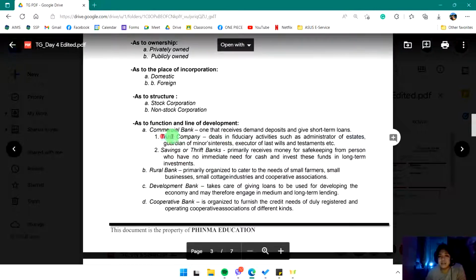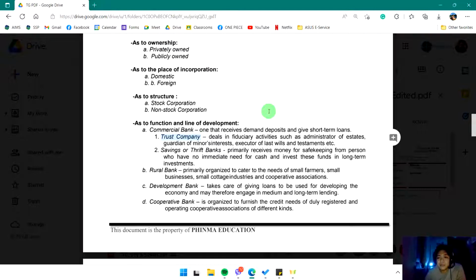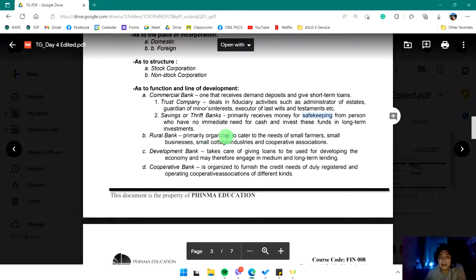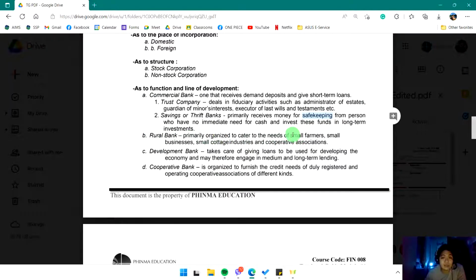Mainly the trust company or trust companies, sila yung nagbibigay ng serbisyo para dun sa mga clients natin according to their needs. While savings naman or thrift banks, based on the term itself, they are focused on savings of money, safekeeping, and nakalagay. Next, we have the rural banks, primarily organized to cater to the needs of small farmers.